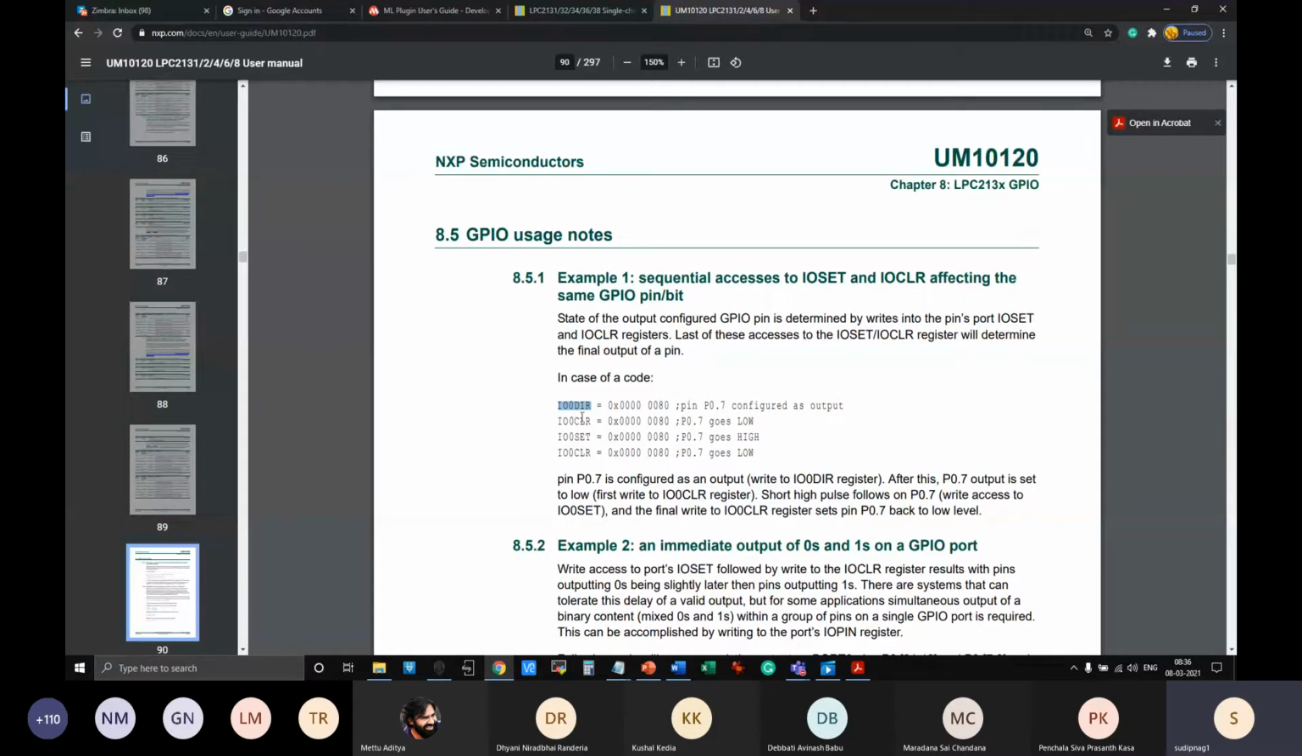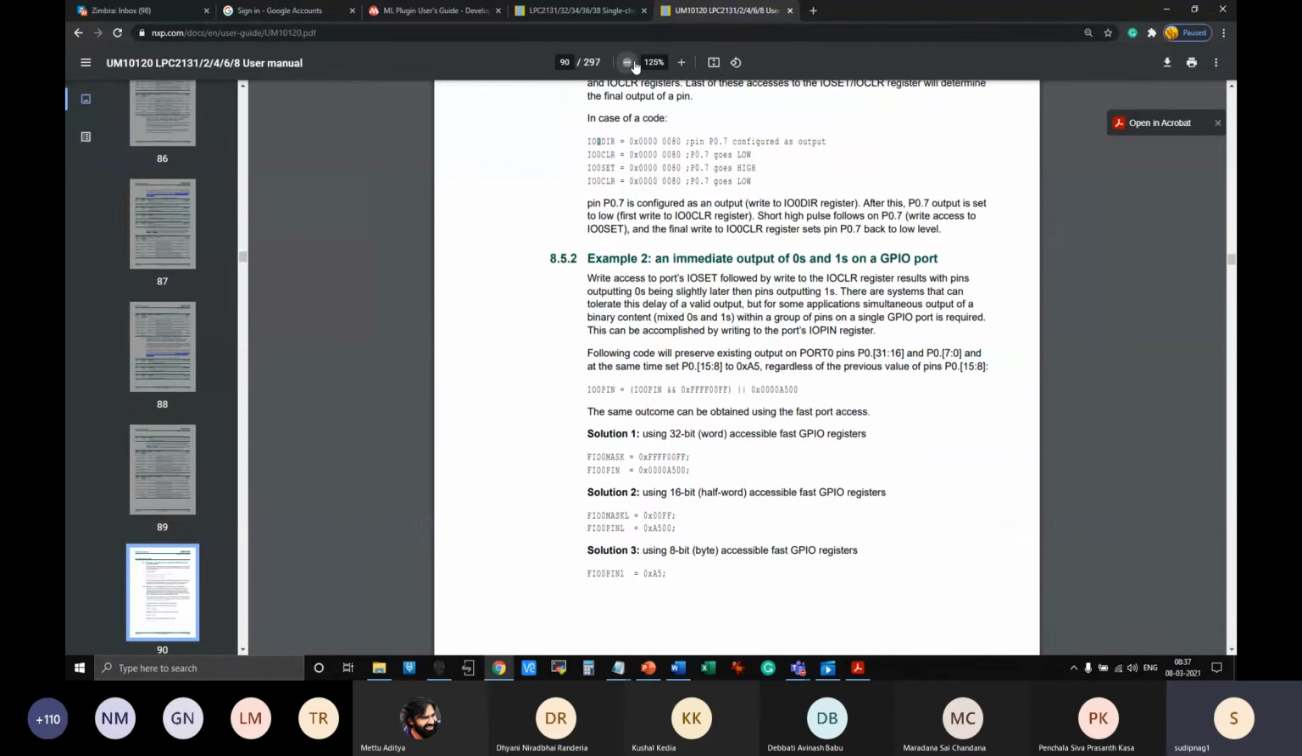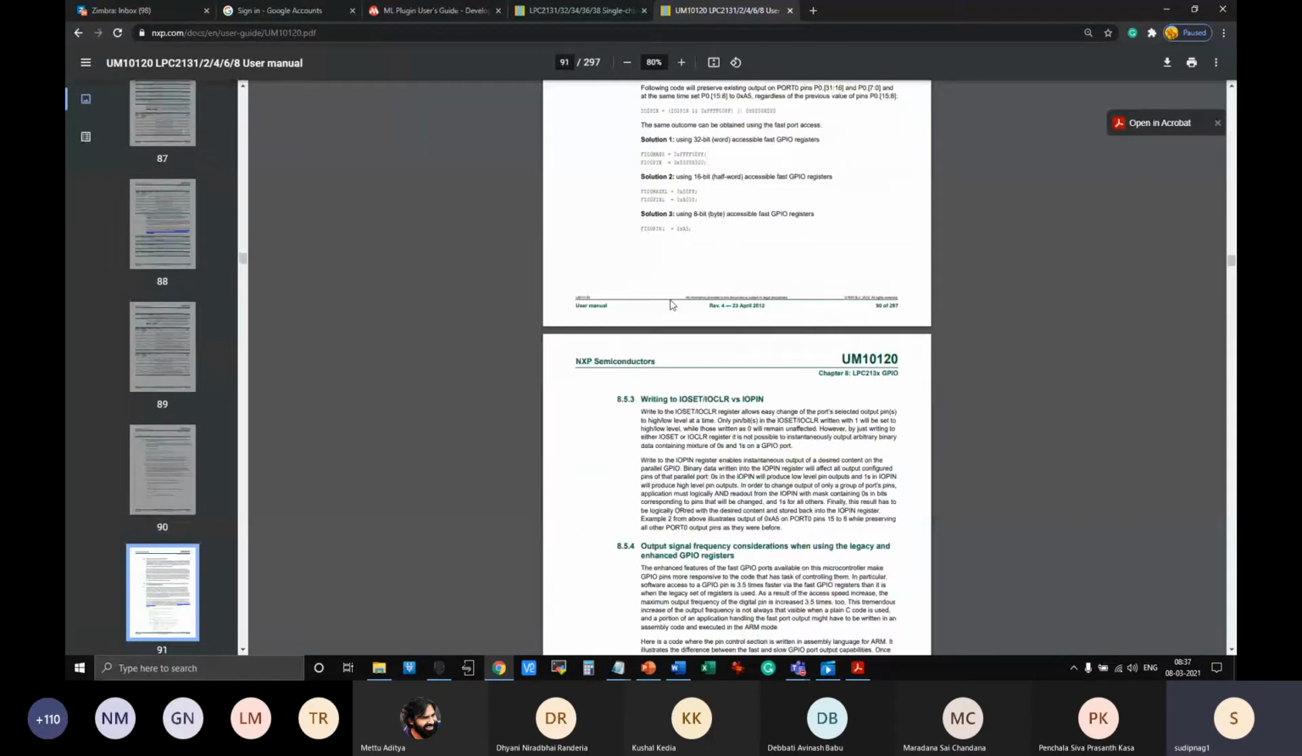Now, for port 1, the lower 16 bits are not present. In such a case, you have to use the full 32-bit representation. For port 0, all 32 bits are present, so if you are working on any of the lower bits, it's not necessary to always write the 32-bit representation. But for port 1, that is very important. You can look at other examples.